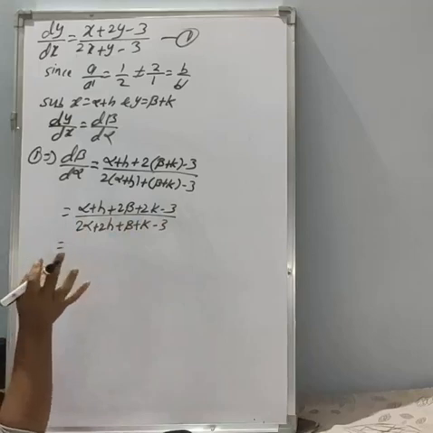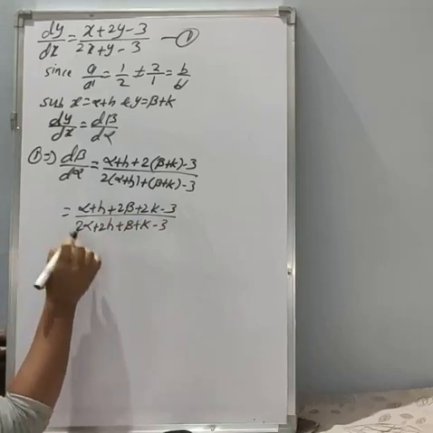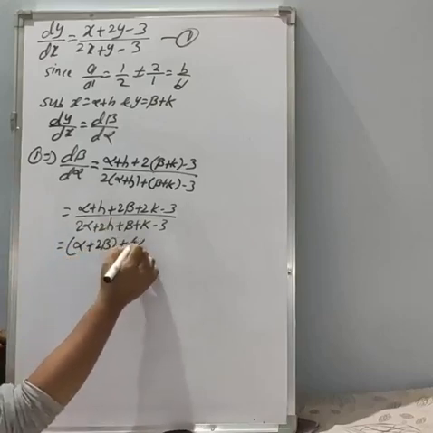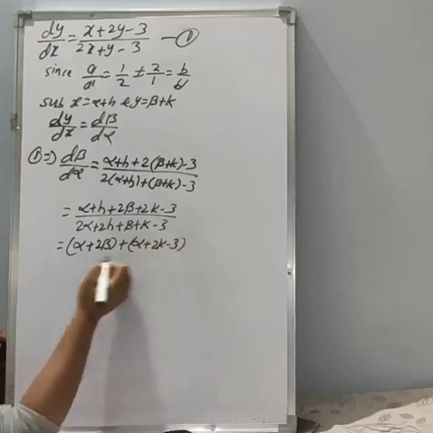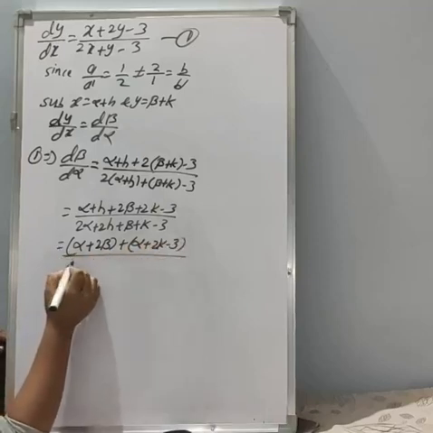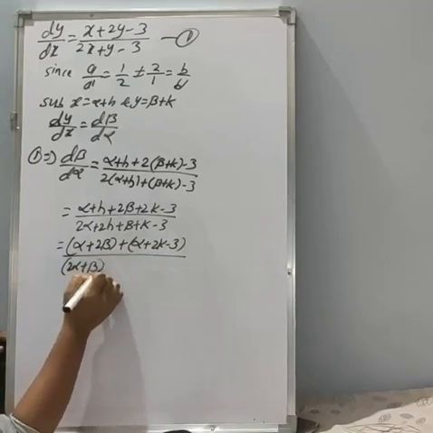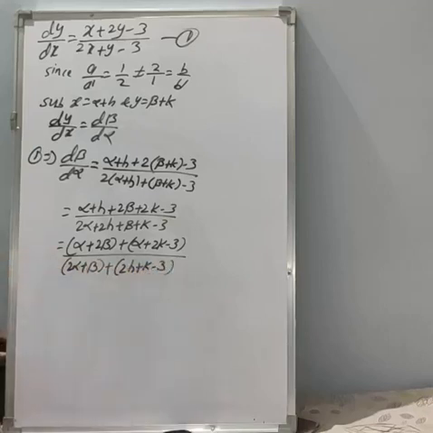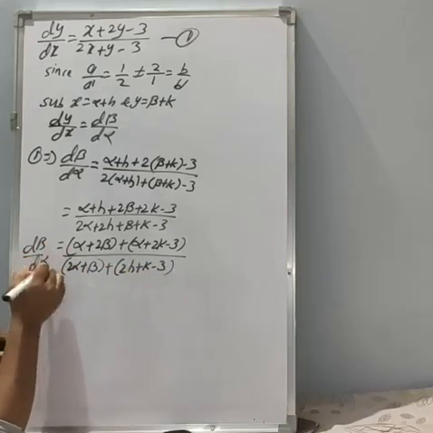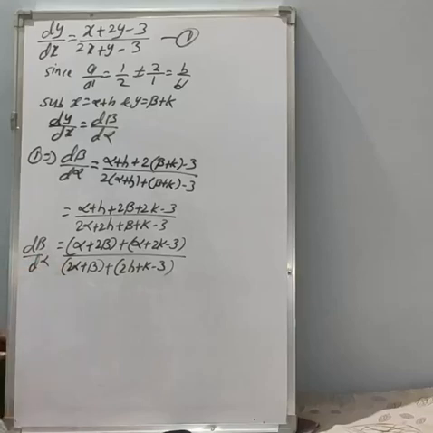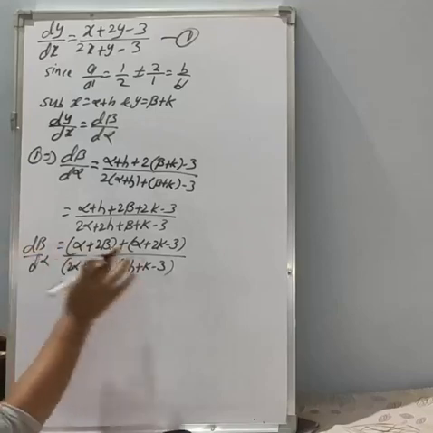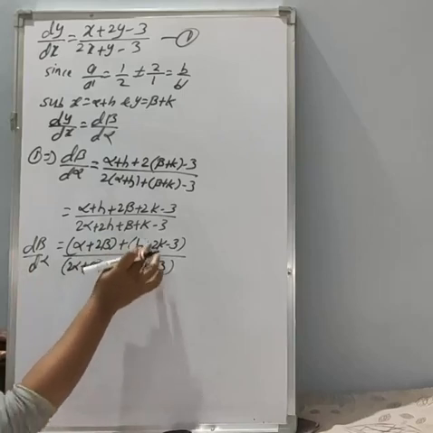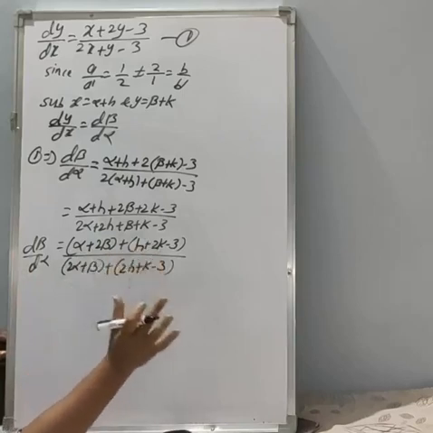Now combine the constant terms in one bracket and the variable terms in one bracket. So here we have alpha, here we have 2 beta. So (alpha plus 2 beta) plus the remaining constant (h plus 2k minus 3), divided by (2 alpha plus beta) in one bracket and the constant term (2h plus k minus 3). This is d beta by d alpha. Sorry, this is not alpha, this is h. Equating these two constant terms to 0, we have to find the values of h and k.